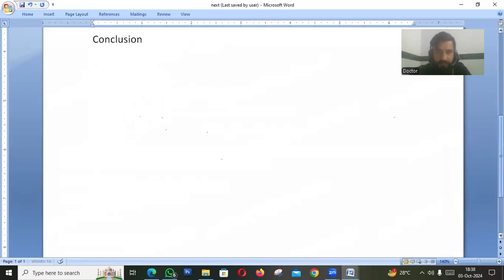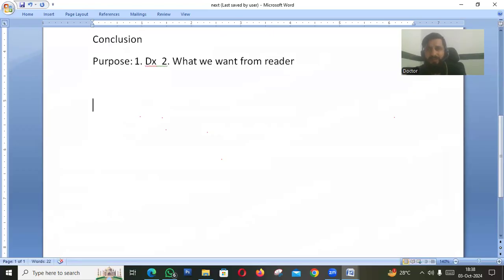So first of all, purpose. What do you need to write in the purpose? Two things. Number one, the diagnosis, the condition of the patient, the main issue. And number two, what we want from the reader for this patient. So we need to write these two. It's very easy to write a purpose. Number one, what is the main issue of this patient? And what you want from the reader. Why are you writing this letter to the reader?